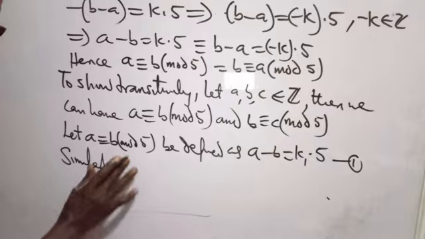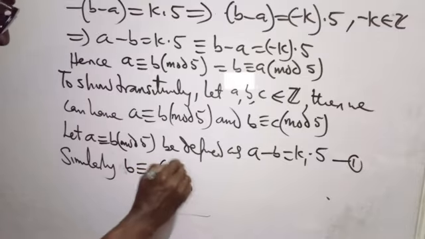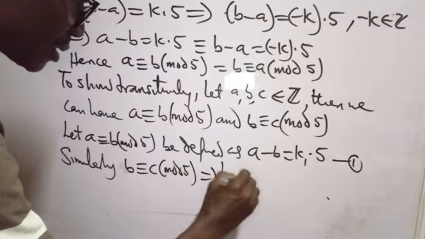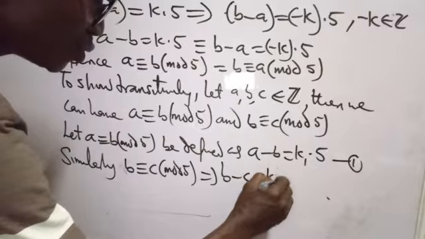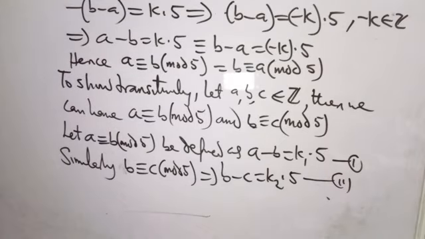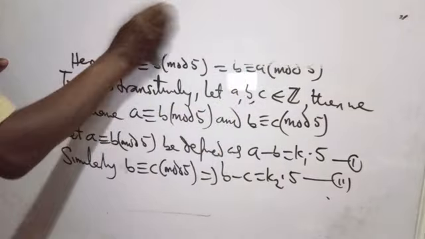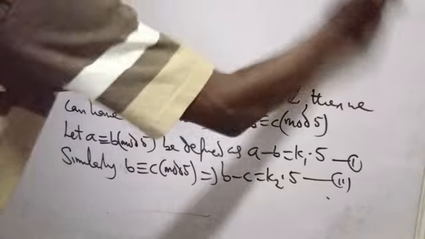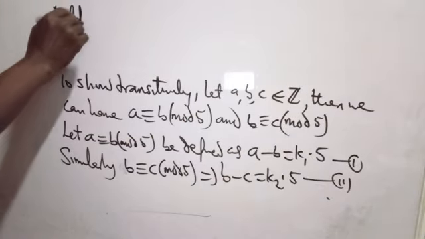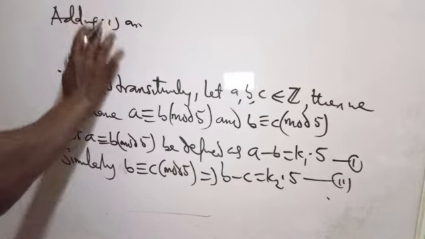Similarly, B congruent C mod 5 will be defined as B minus C equals K2 dot 5. That is equation 2. Now, let's add equations 1 and 2 together.